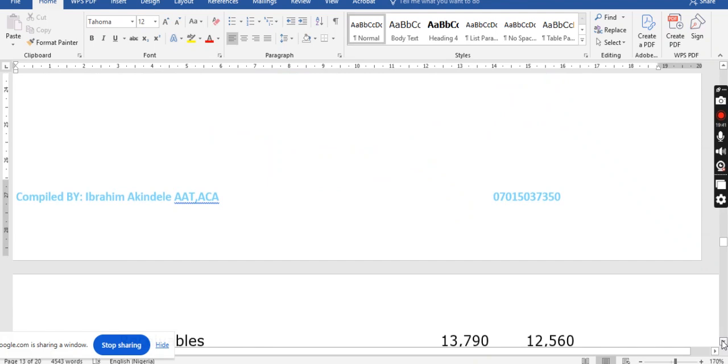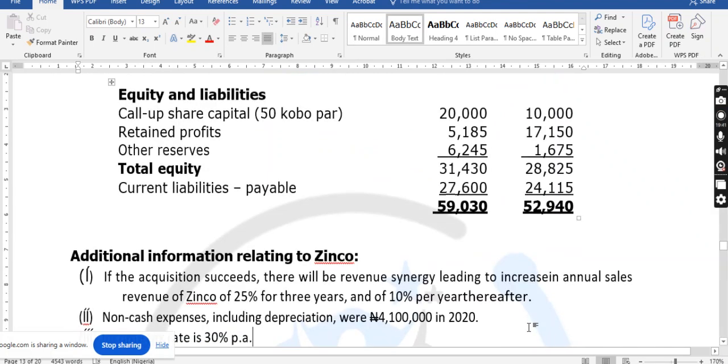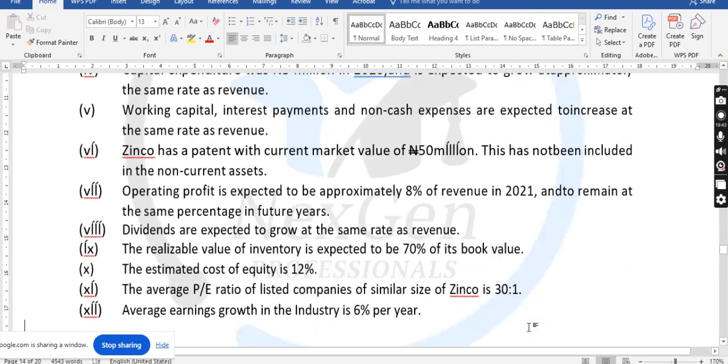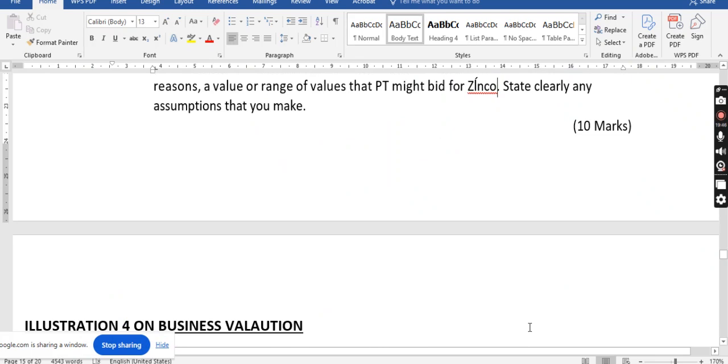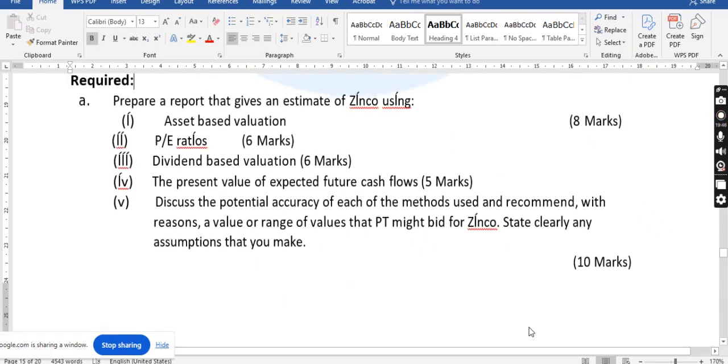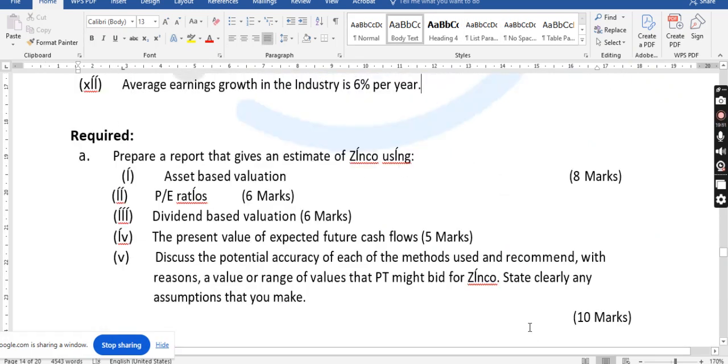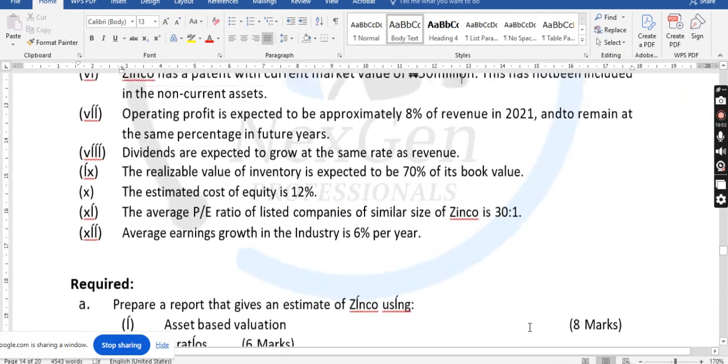Okay, I think we need to look at this question. Let me check the required. So this is another compulsory question, right? This is a 30 marks question. Let's start from here quickly.